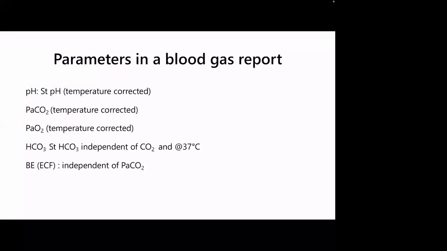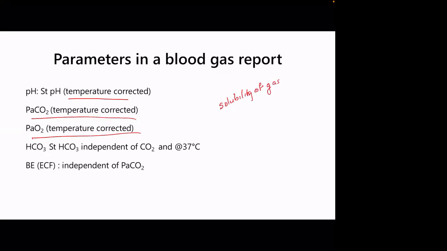So the parameters in a blood gas report which we are more concerned with are pH, which can be temperature corrected, PaCO2, which is again temperature corrected, and PO2, which is again temperature corrected. Temperature correction is important in blood gas analysis because we have to know Henry's law. According to Henry's law, the solubility of a gas is decreasing with increase in temperature.